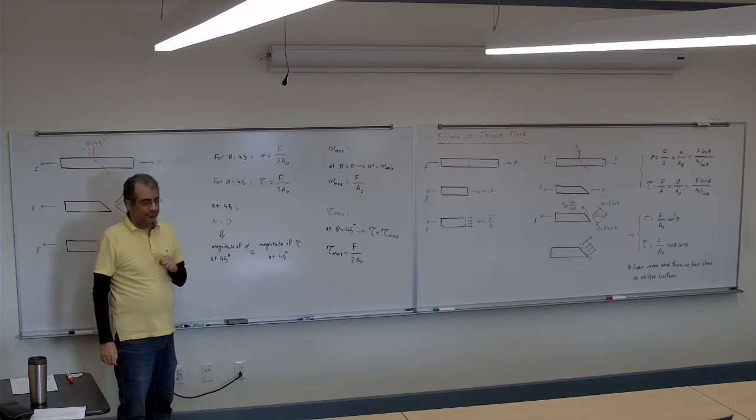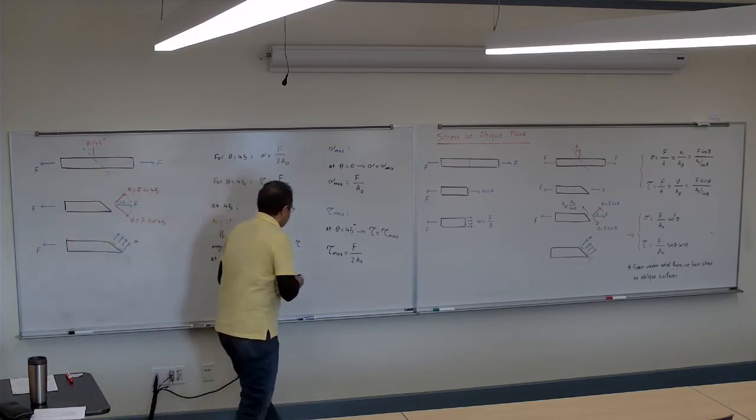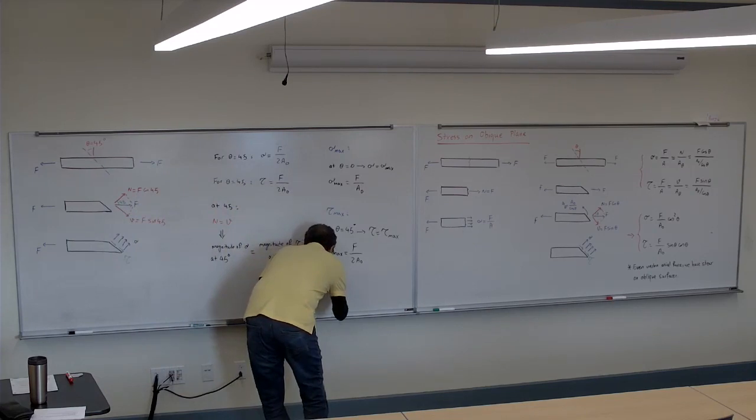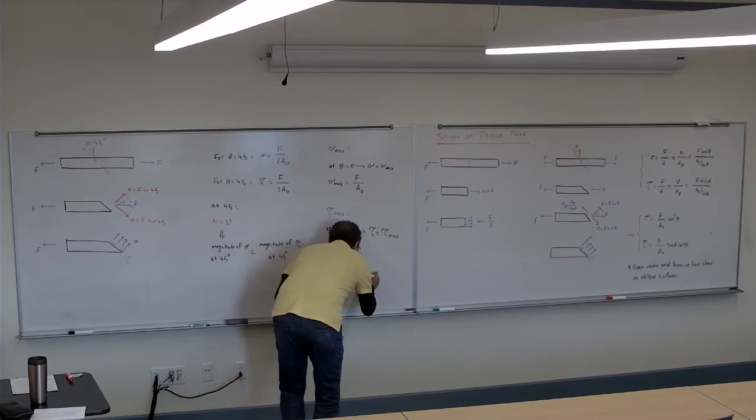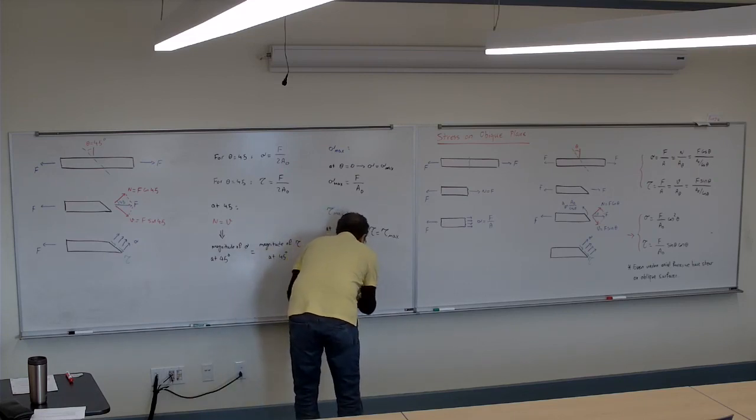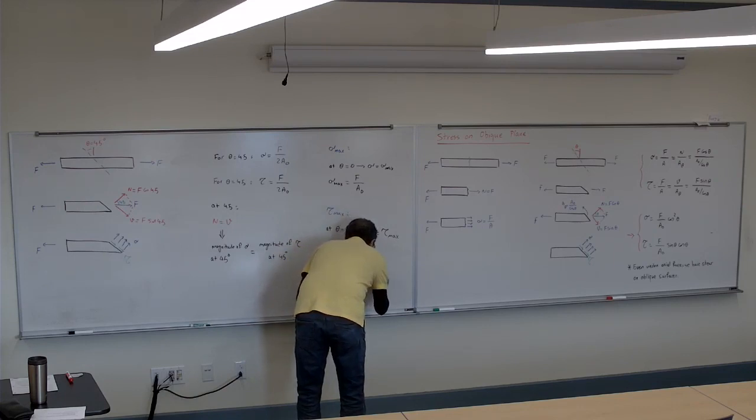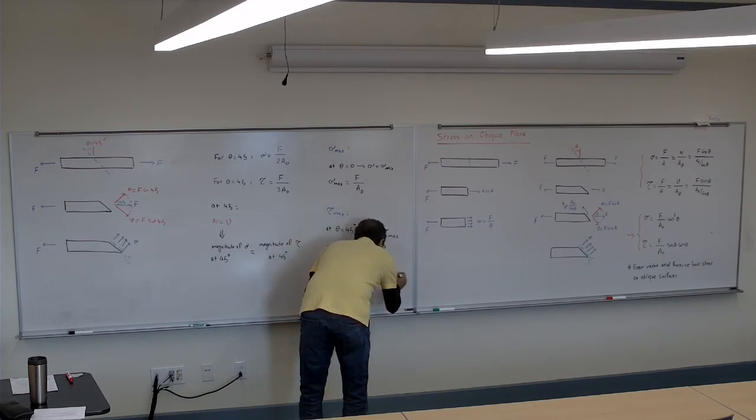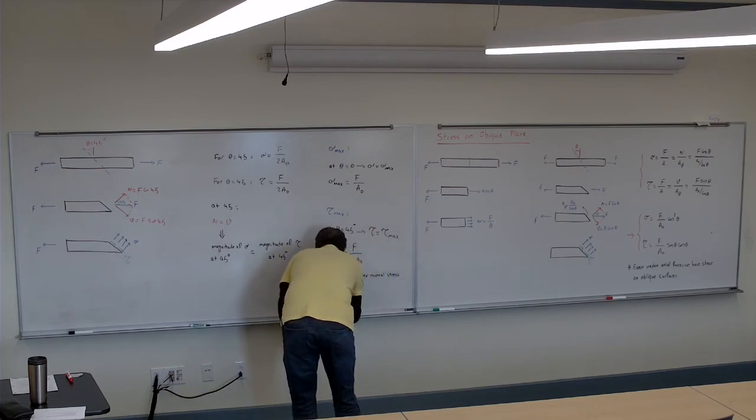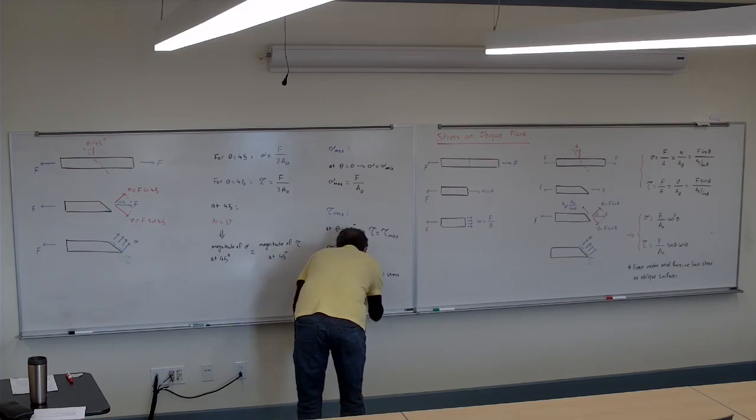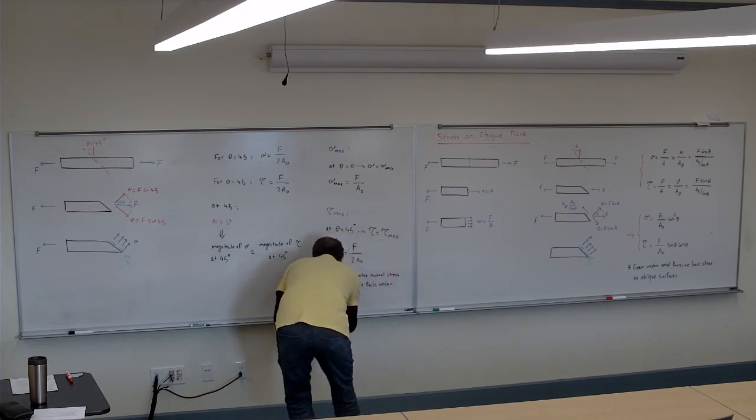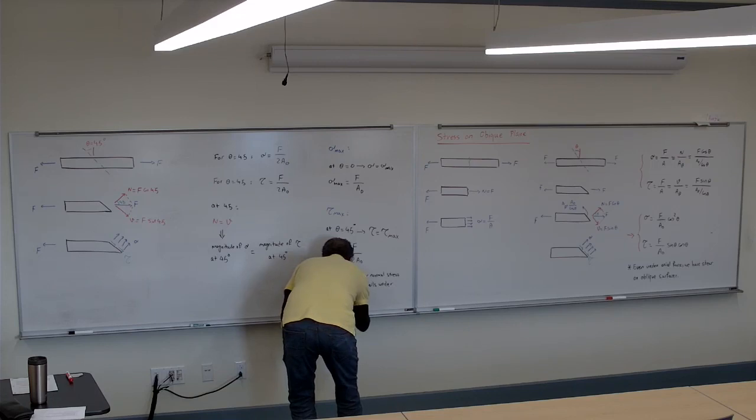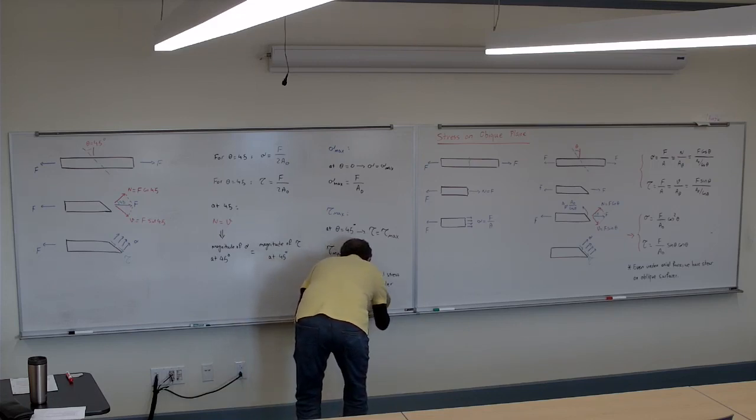Got it? So the member fails under normal stress at theta equals 0, and it fails under shear stress at theta equal 45.